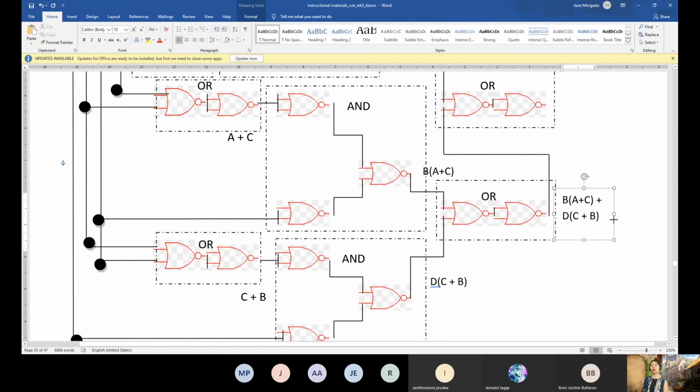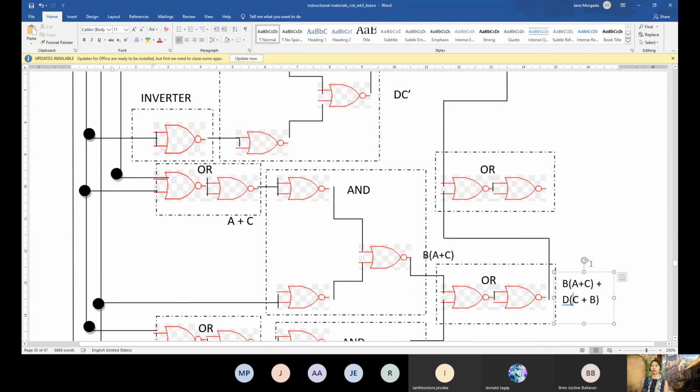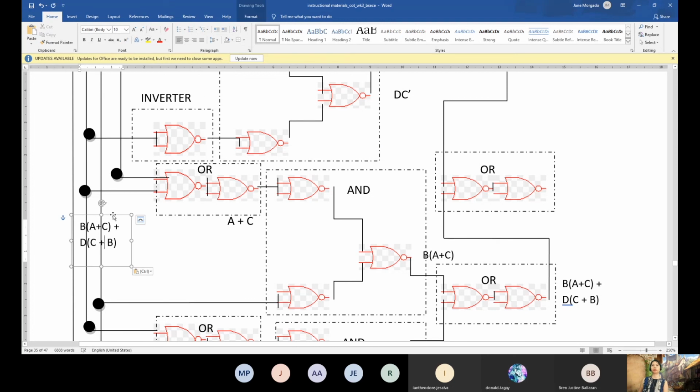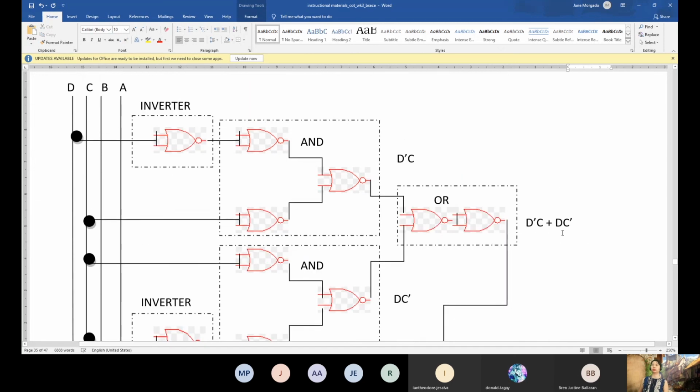What else? And then finally, we have the equivalent of OR. So we have F is equal to this.